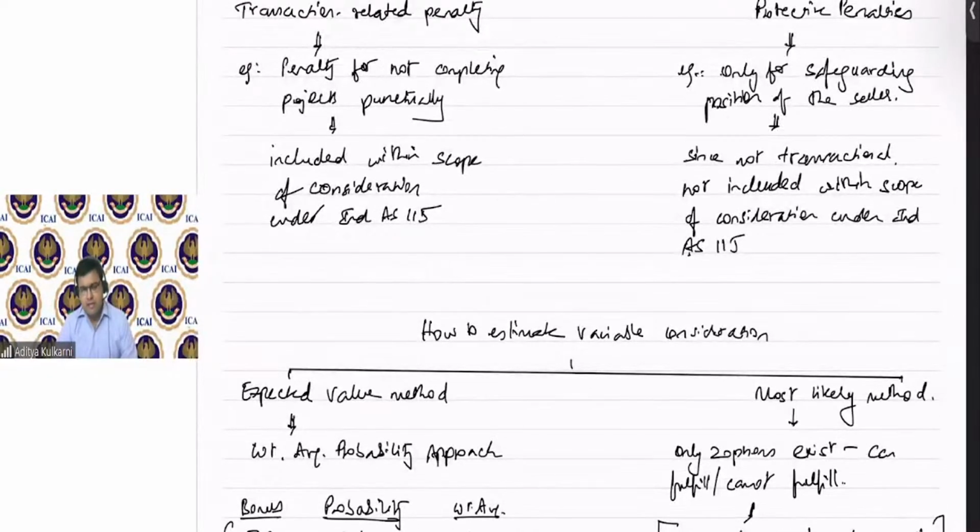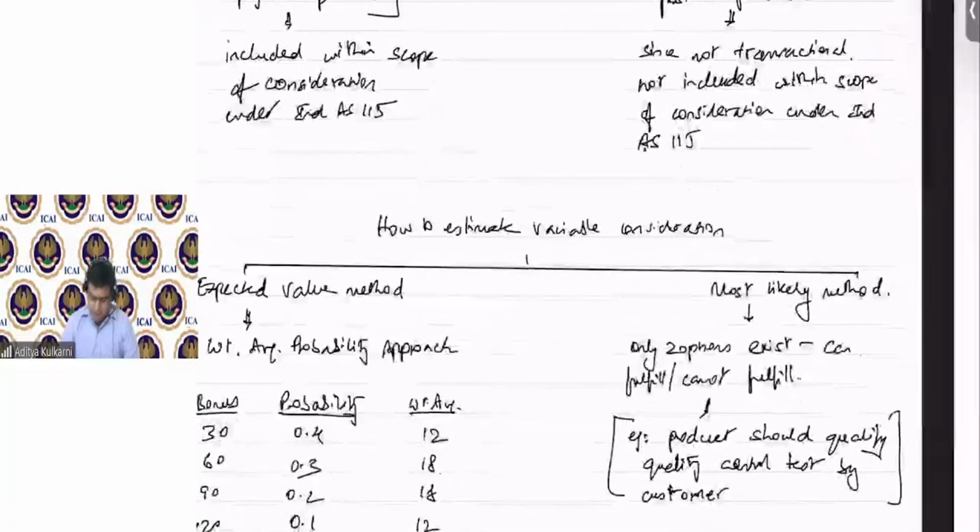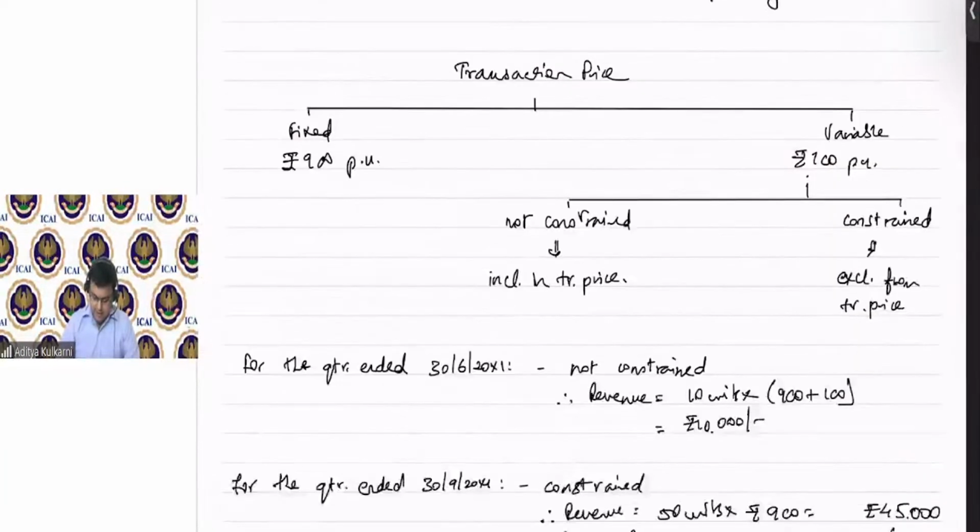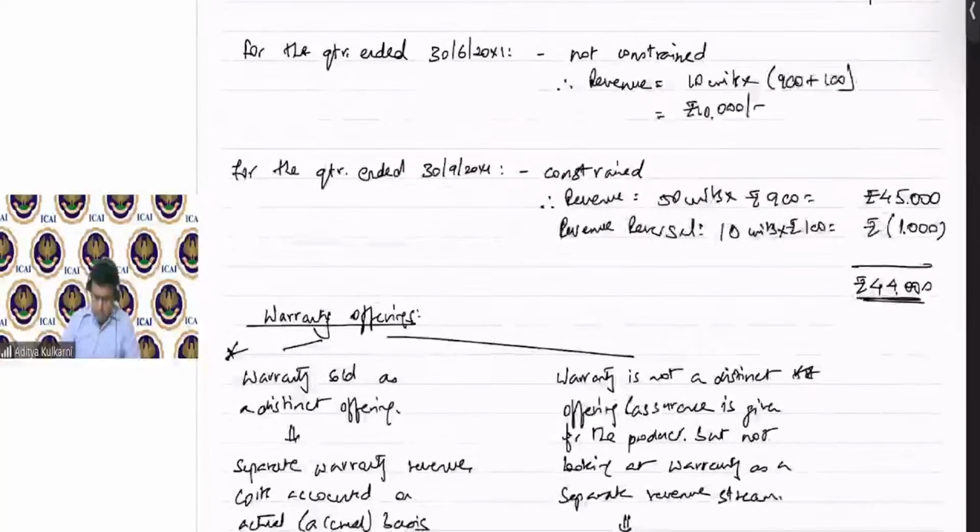So these are the types of consideration, fixed and variable. How do I estimate the variable consideration? We had discussed you could either follow the expected value method, that is the weighted average method of probabilities, or you could follow the most likely method, which is either yes or no. There are no multiple cases which exist. So that is how you are going to estimate. It could be either the expected value or the most likely method. That was what we had discussed. We saw some of the illustrations.